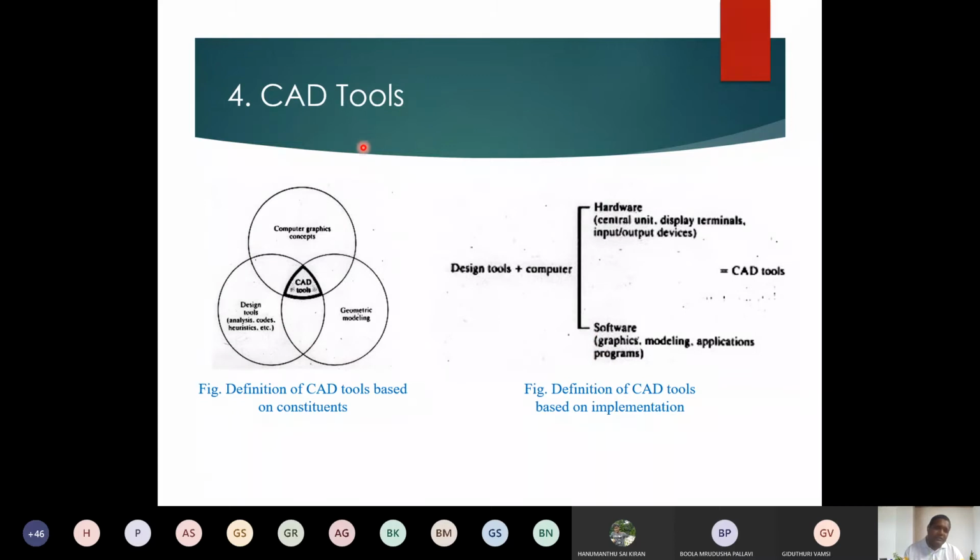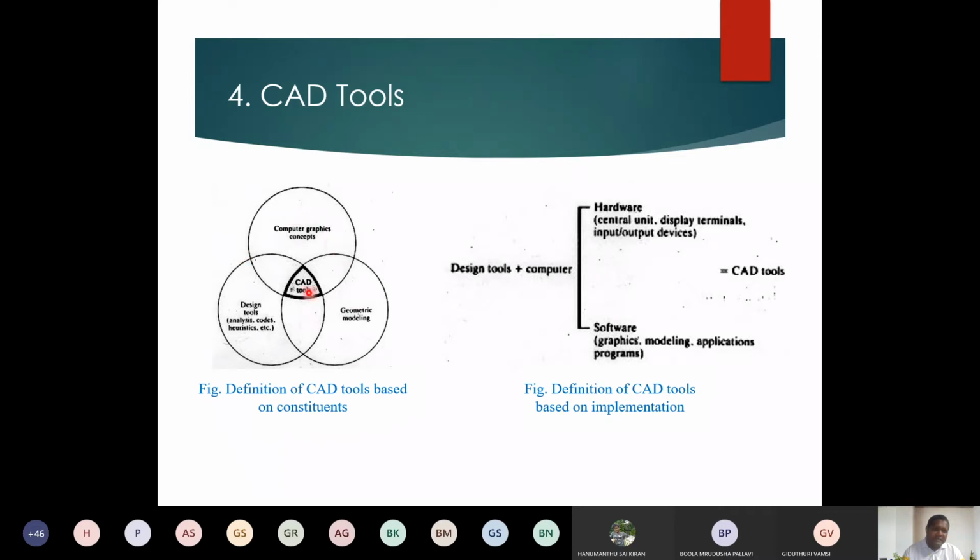Now CAD tool, as I told you before. Okay, there are varieties of CAD tools available. Whatever may be the kind of tool, it should support a combination. If you look at this one, it's a Venn diagram. So a CAD tool is a kind of intersection of all these three sets.